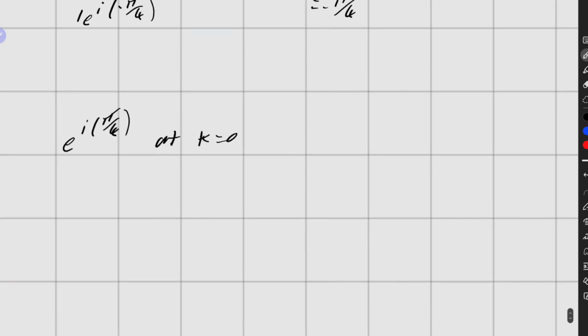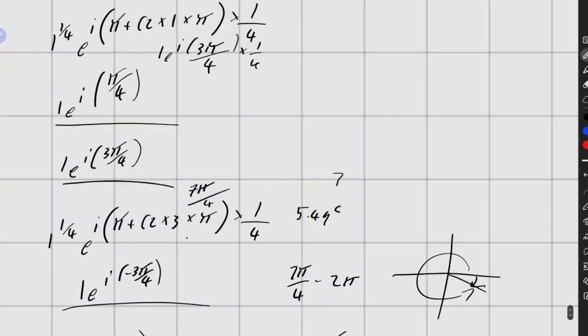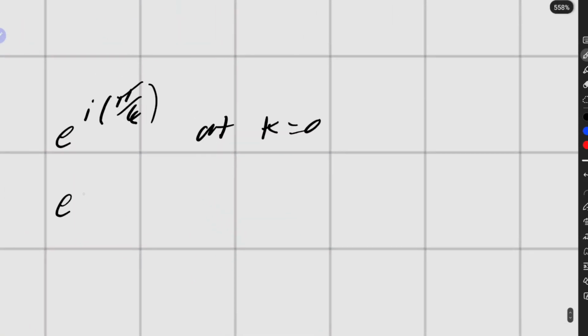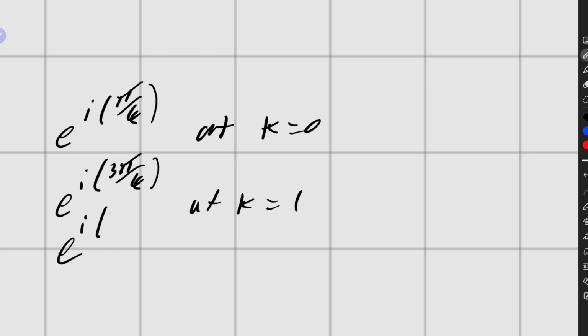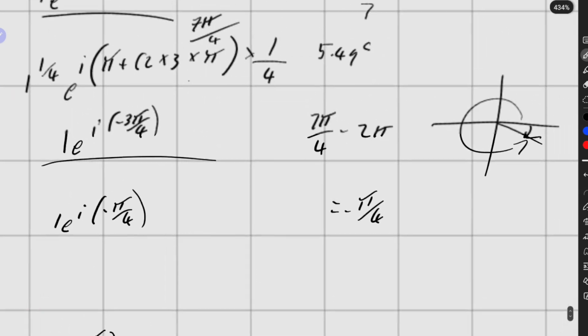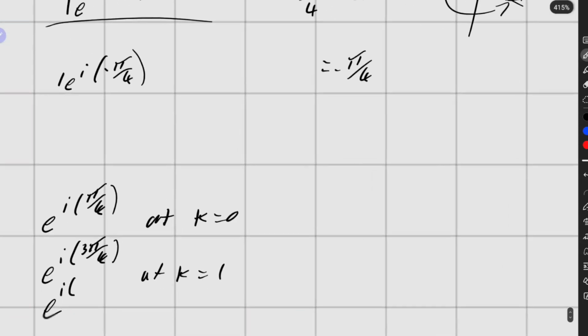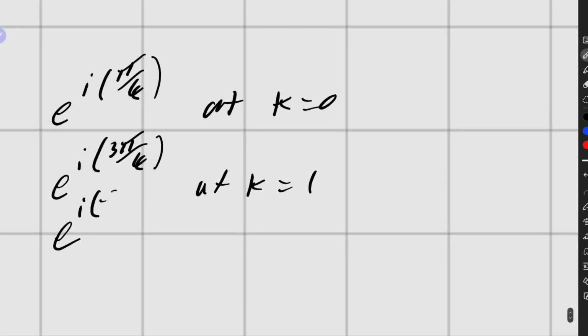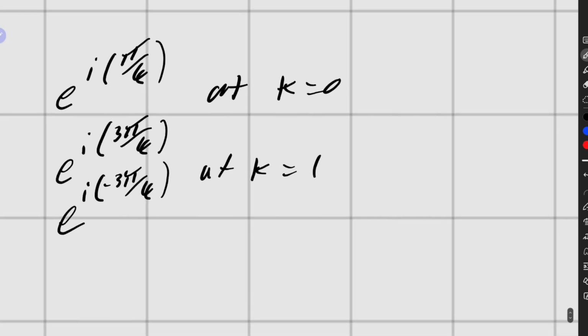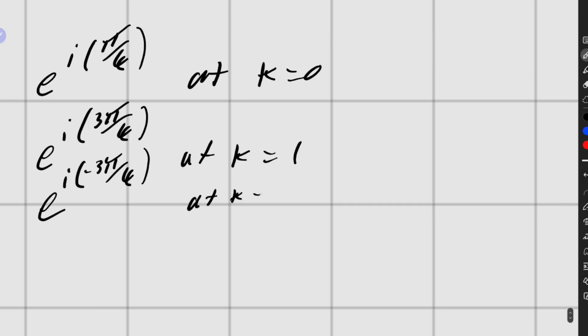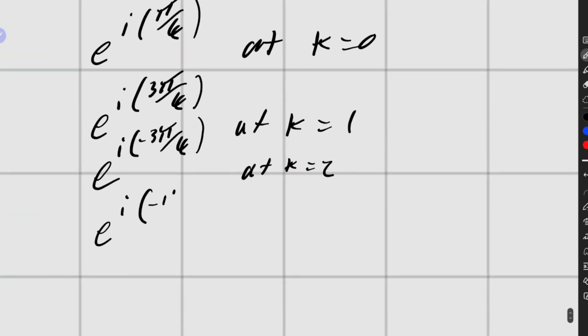Alright, so our next solution is e^(i3π/4) at k equals 1. The next solution at k equals 2, what do we get? Minus 3π on 4. So you notice a pattern, huh? At k equals 3, we just get minus π on 4. Interesting, look at that. Can you pick up the pattern?